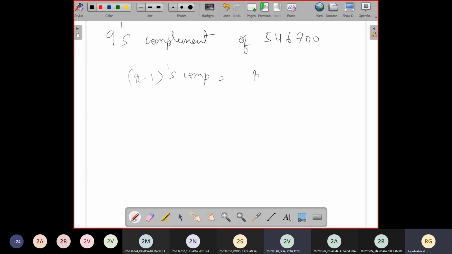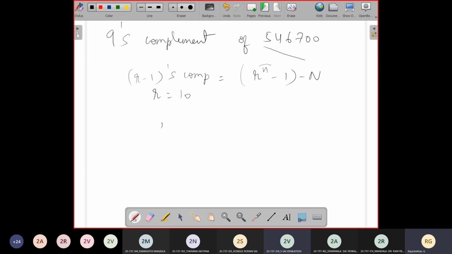it will be r power n minus 1 minus N. This is by definition. So in this case, what is r? 10, right? We are talking about a decimal number. This small n represents the number of digits in the given number. So how many digits are there? 1, 2, 3, 4, 5, 6.